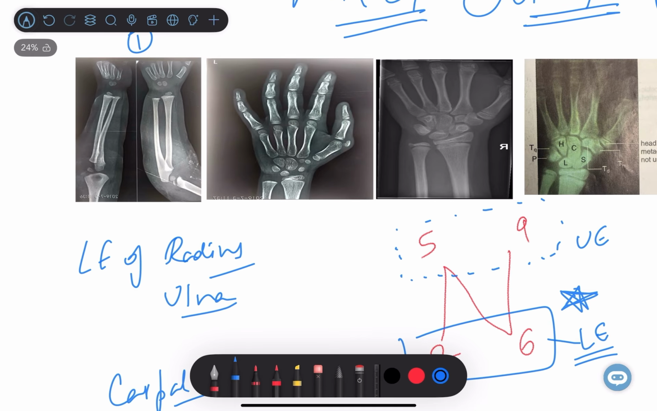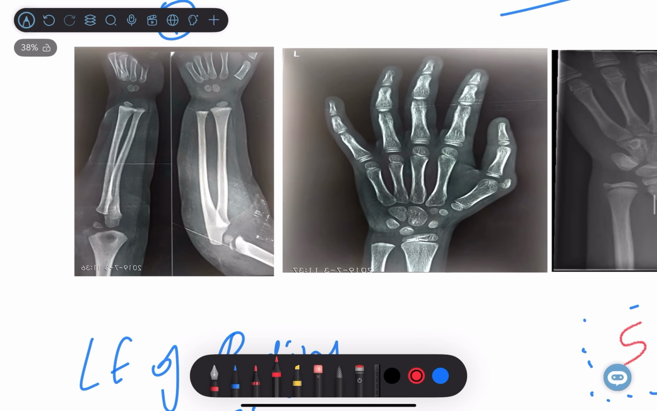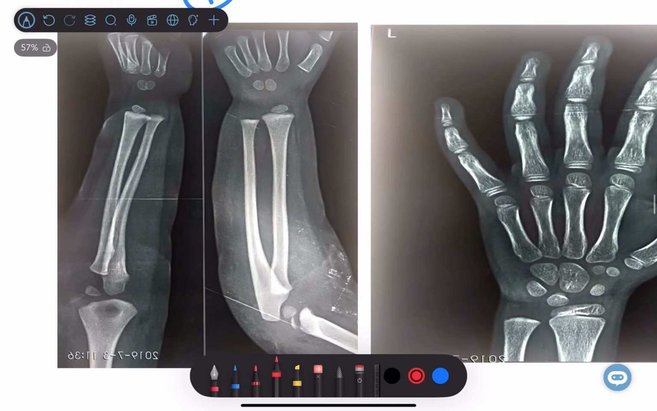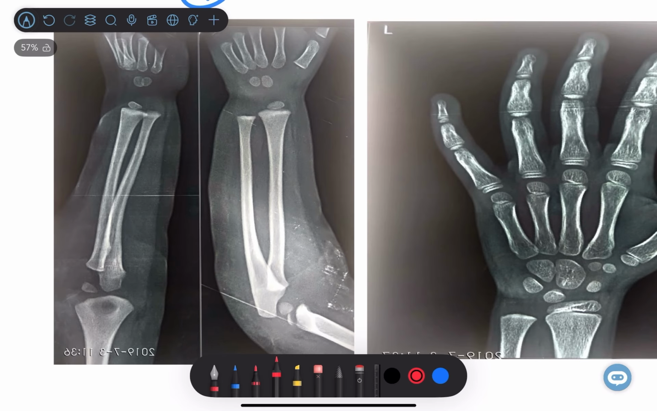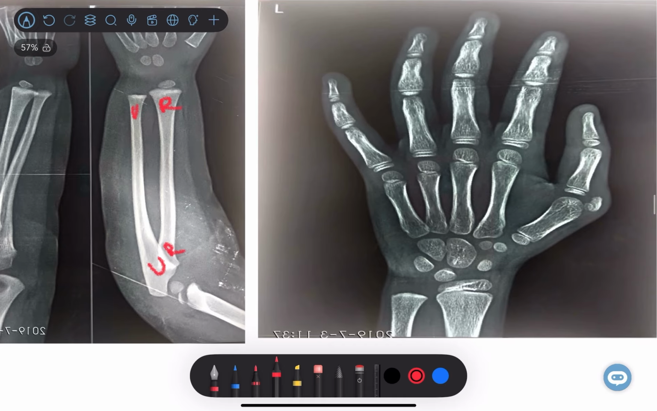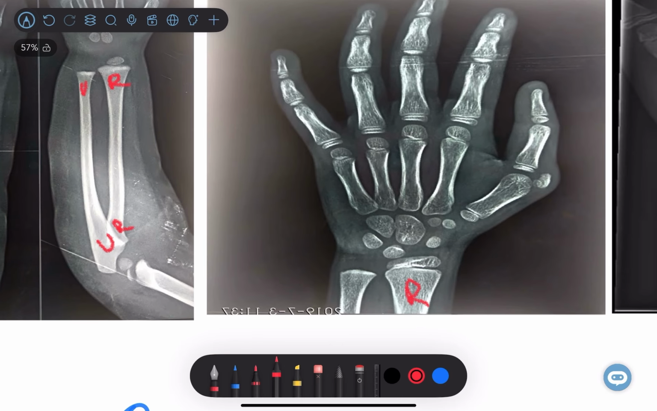So how will you know which bone is the ulna and which bone is the radius? Firstly, you can remember that the upper end of ulna is larger as compared to the radius bone, whereas the lower end of radius is bigger or larger than the ulna bone. You can also remember it as the radius bone is towards the thumb or lateral, whereas the ulna bone is medial.